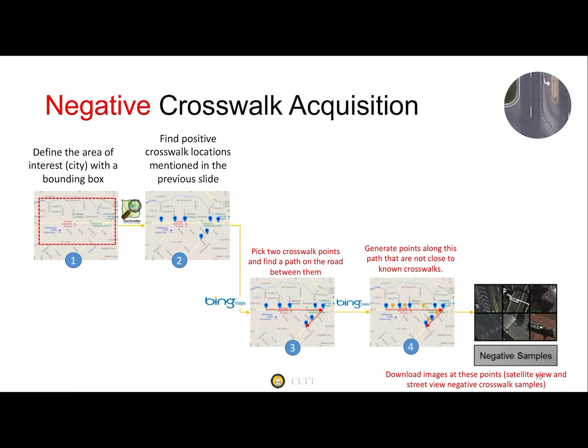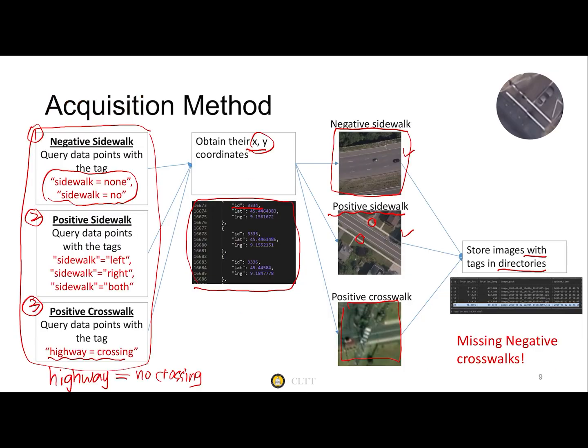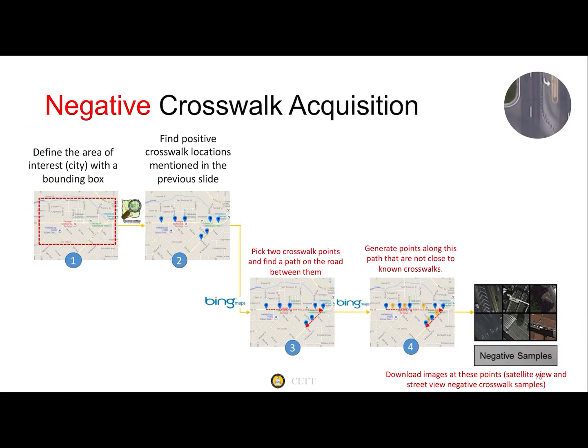And the way we do that is a different method than this one. This method is just for the negative crosswalk acquisition. The way we do that is, first, in an area, we can randomly determine two corners of an area in a city, and then in that area, we want to find the positive crosswalk locations.